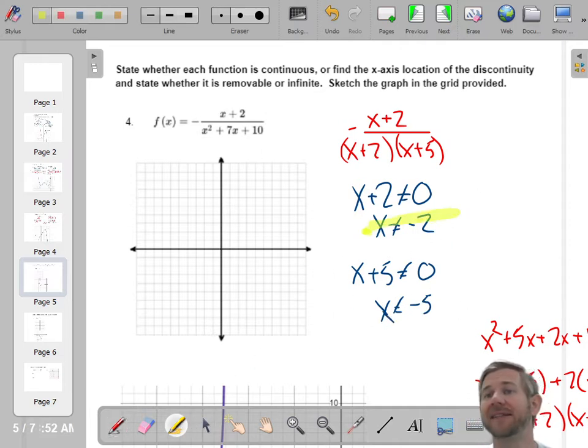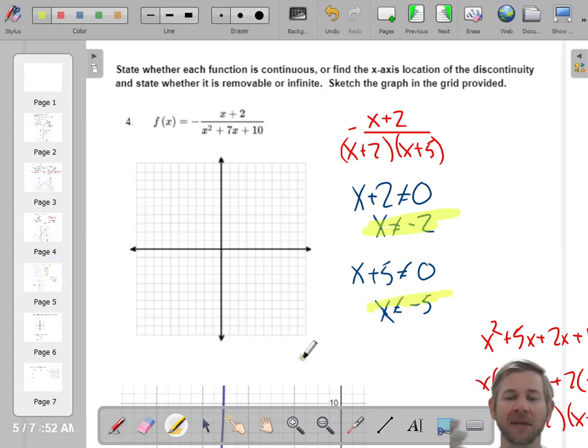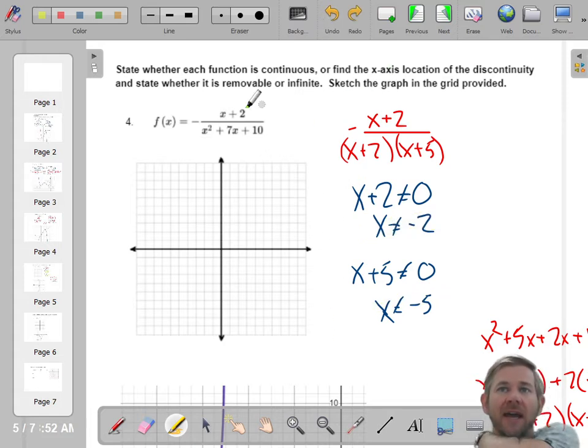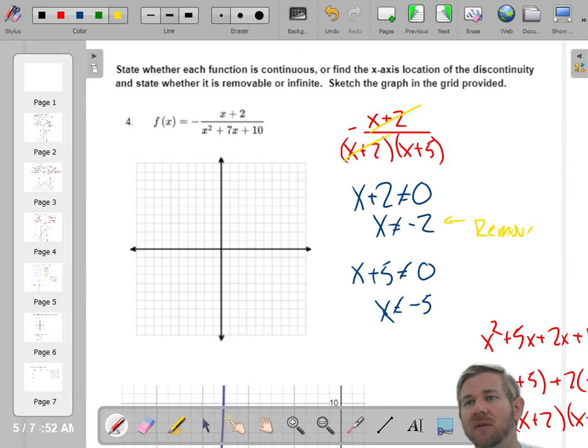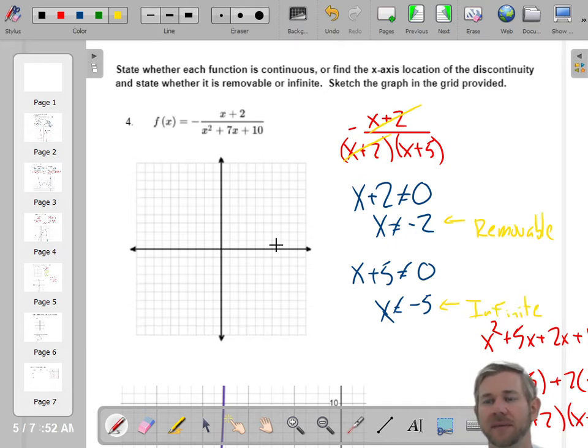So we have some kind of discontinuity at those 2 places. There is some issue at both of those places. We just have to decide, are they removable or infinite discontinuities? And the first thing we can look at is, can you cancel either of them out? Oh, x plus 2? Hey, look at that. Those can cancel out. So this guy is going to be a removable discontinuity. And since the x plus 5 factor did not cancel out, this is going to be an infinite discontinuity.